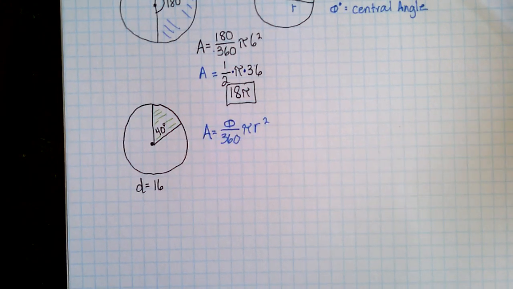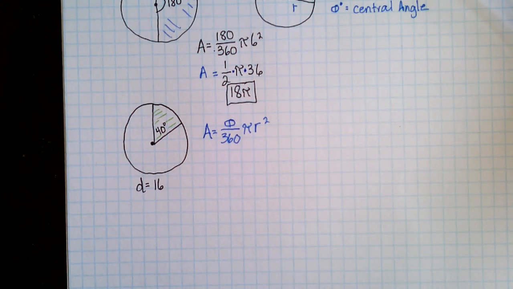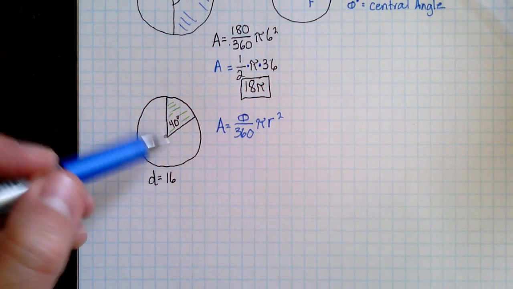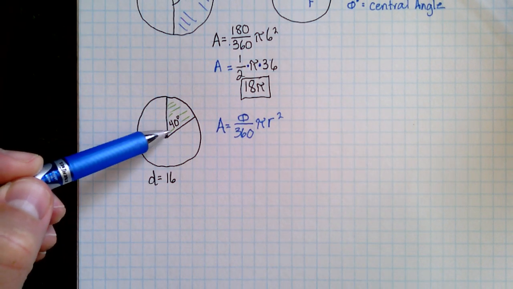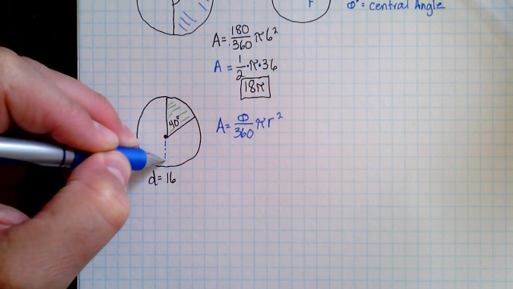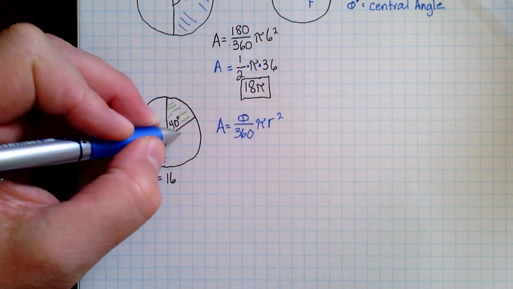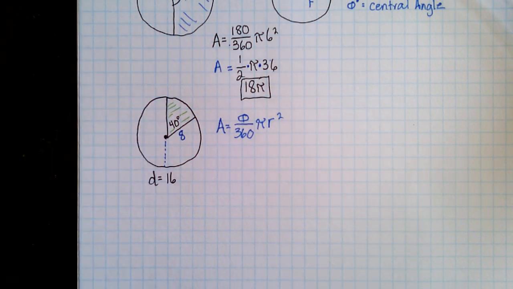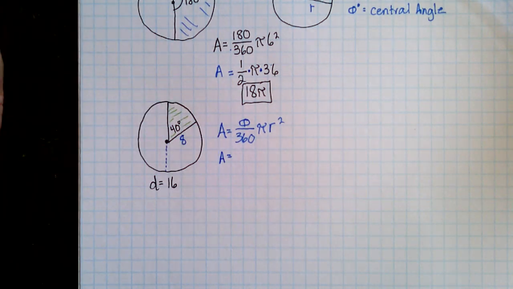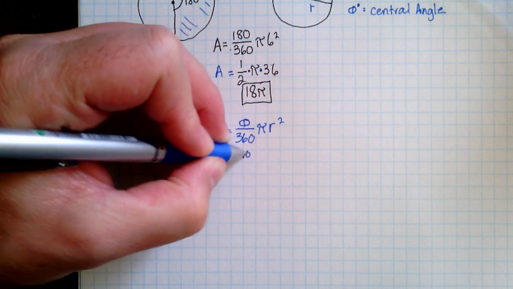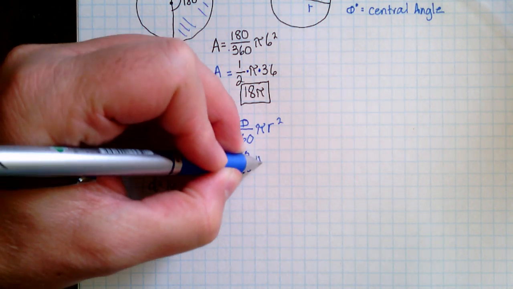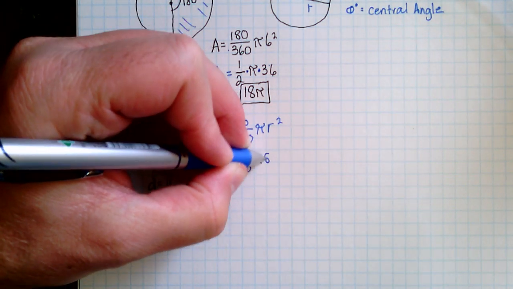So something a little more complex is putting the pieces of the puzzle together using the basics of whatever the parts of a circle are. So this central angle is 40 degrees. And then the diameter all the way across the circle is 16, which means the radius is 8. So now I've got all my variables. So I'm going to plug my information in. Central angle is 40 over 360 times pi times the radius squared.